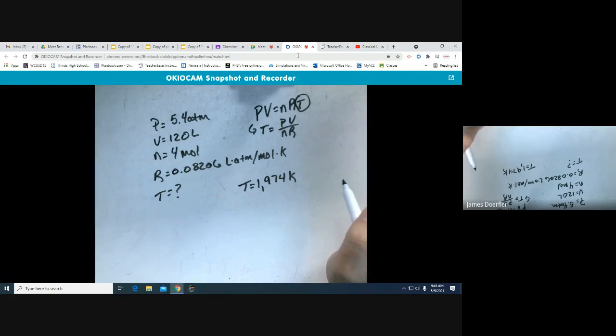So we should get 1,974 Kelvin. Is that what everybody got? Okay. Well, that takes care of the worksheet. Again, hold on to it.